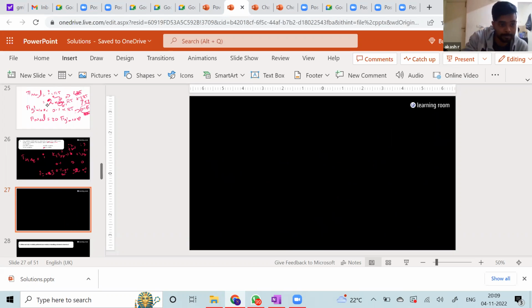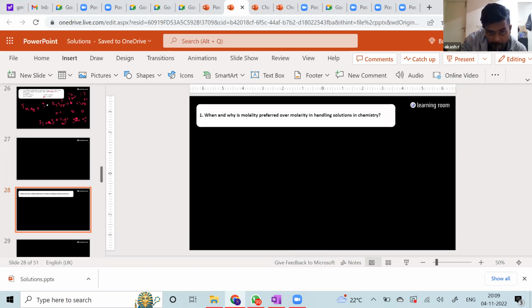Okay, moving on. When and why is molality preferred over molarity in handling solutions in chemistry? When temperature is changing, obviously. When temperature is changing, your molarity value will change, but your molality value won't change. That's the answer. Why are we using it? Because molarity will change with temperature, whereas molality won't change with temperature. That's very simple. That we've already seen.